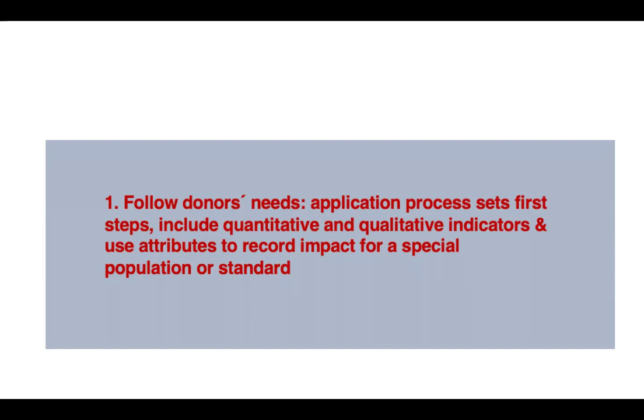And remember, use attributes to record impact for a special population or standard. So again, if you're using the same example, helping teenagers graduate from high school, then you may want to record some attribute. For instance, among the 40 kids that you're providing the service to, there's a characteristic: the kids could be from a minority group. So you could use that attribute and you could record that information.